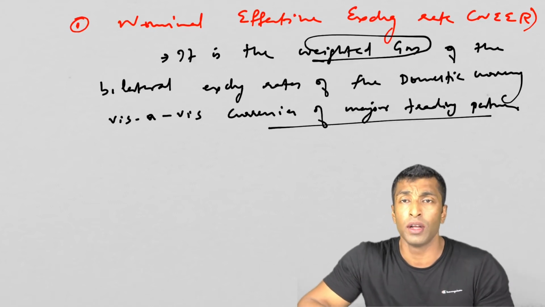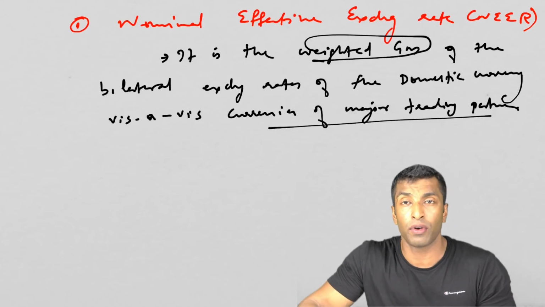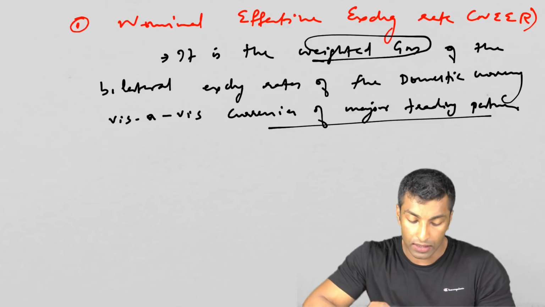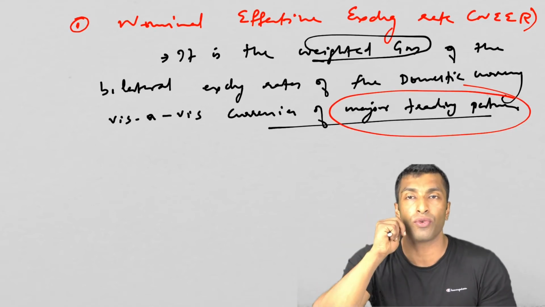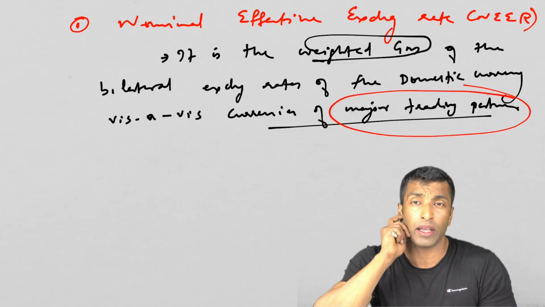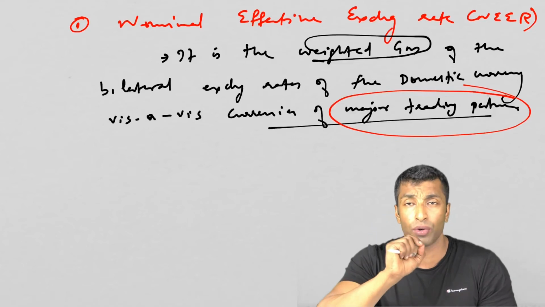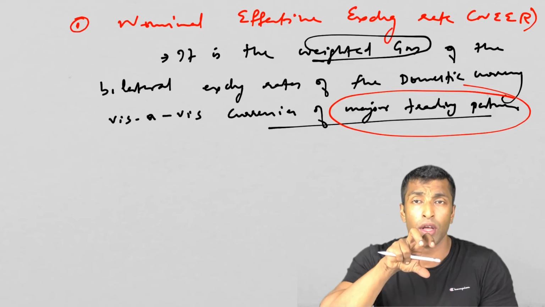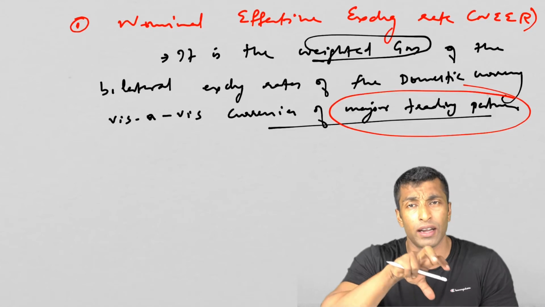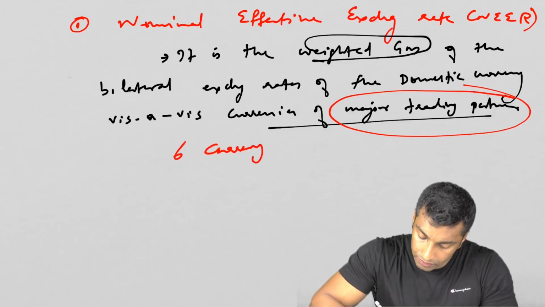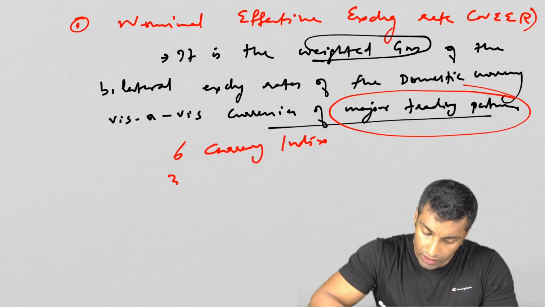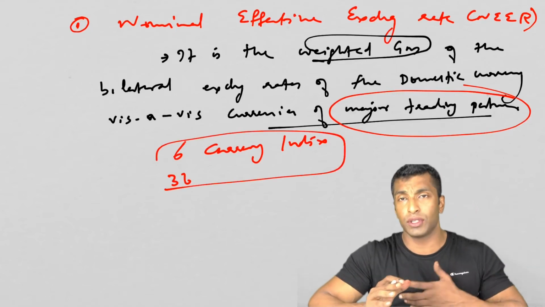We are not concerned about the countries with which we don't have trade volume. We are considering those countries with which we have huge trade volume, so their currencies will be taken into consideration while calculating this NEER, or nominal effective exchange rate system. And we had a 6 basket. So we have a 6 currency index, and we also have a 36 currency index. I'll come to this later.